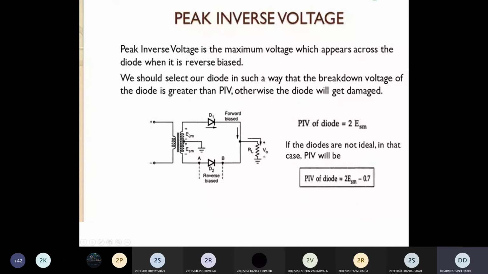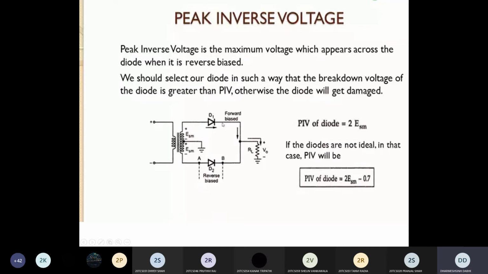Upper is positive, lower is negative. Clear? So what is the voltage across the diode D2? Because diode D2 is reverse biased. In this case, negative is connected with the anode, and the cathode is connected with the positive. Clear? So in this case, how much reverse voltage comes across the diode D2? Here the negative is connected at the anode, and this upper terminal, positive, is connected with the cathode through this diode D1, because diode D1 acts as a closed switch.